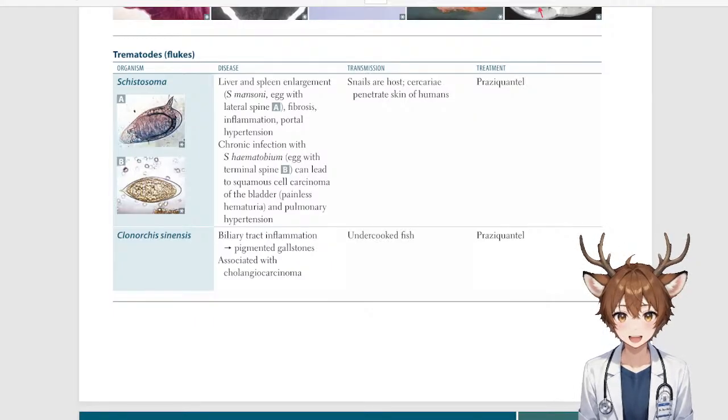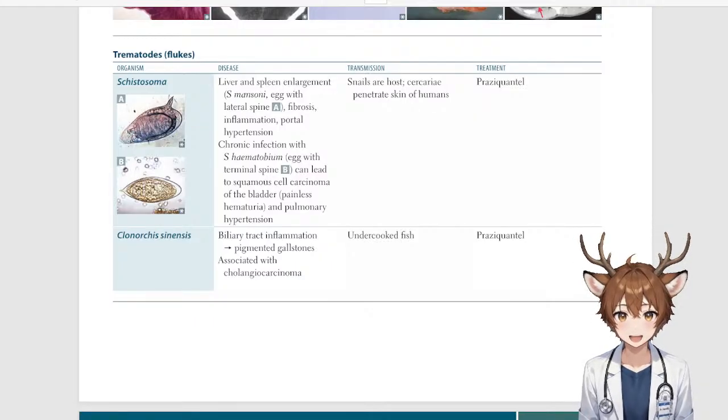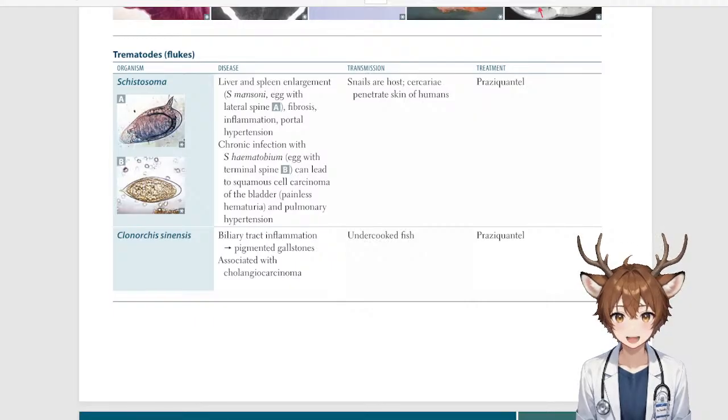So let's say you can see the picture right there. The spine is present in picture B, but it's terminal. It's at the end point. In the case of Schistosoma mansoni, the spine is lateral, so just bear that in mind.